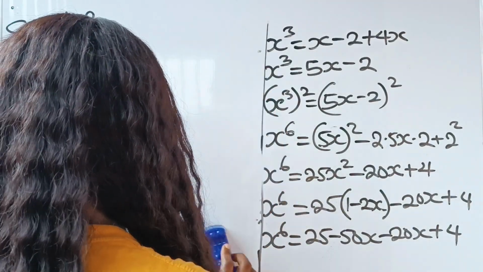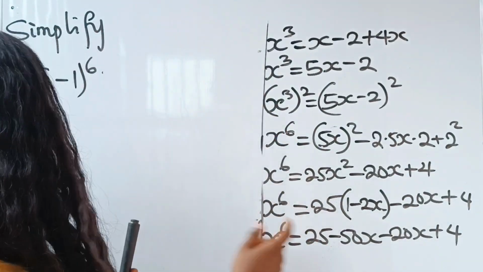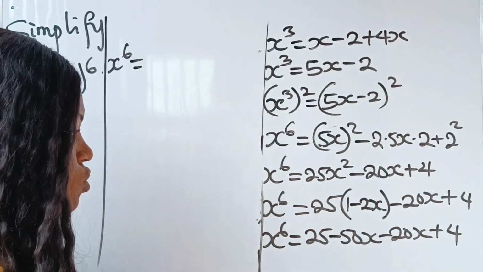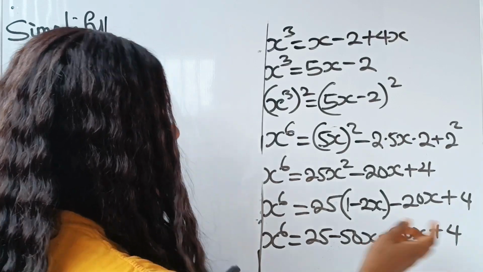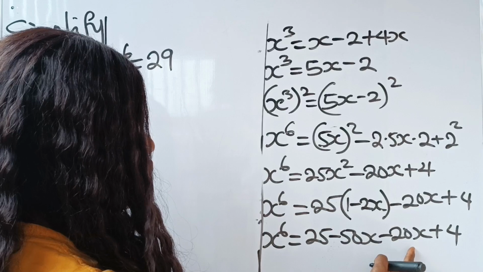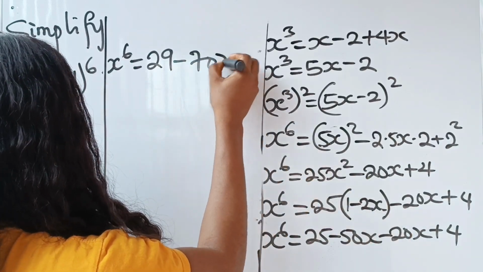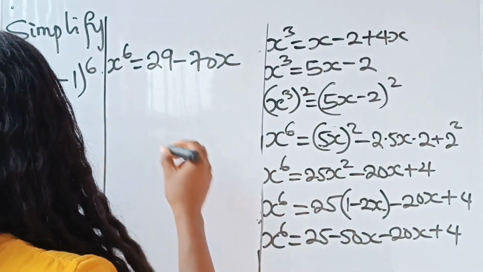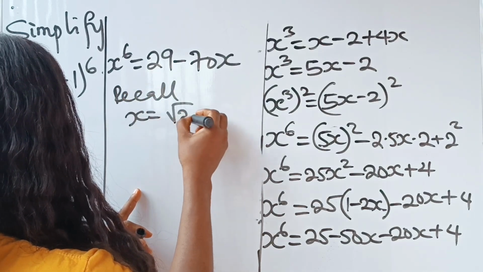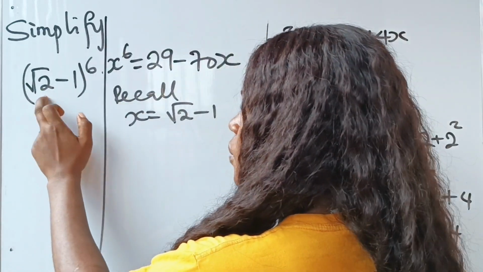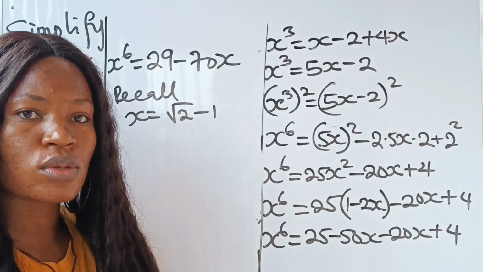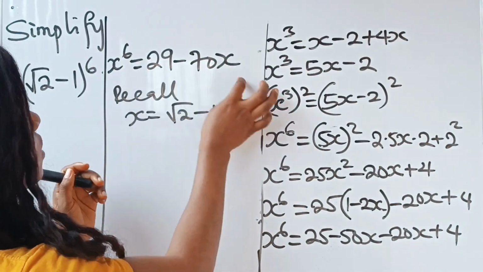Now this is where we are. That's x to the power of 6. X to the power of 6 is equal to, now 25 plus 4 will give us 29, minus 50x minus 20x will give us minus 70x. But recall that our x is equal to root 2 minus 1, whatever we have inside the bracket x. So our x is equal to root 2 minus 1. Let's substitute this into this equation.